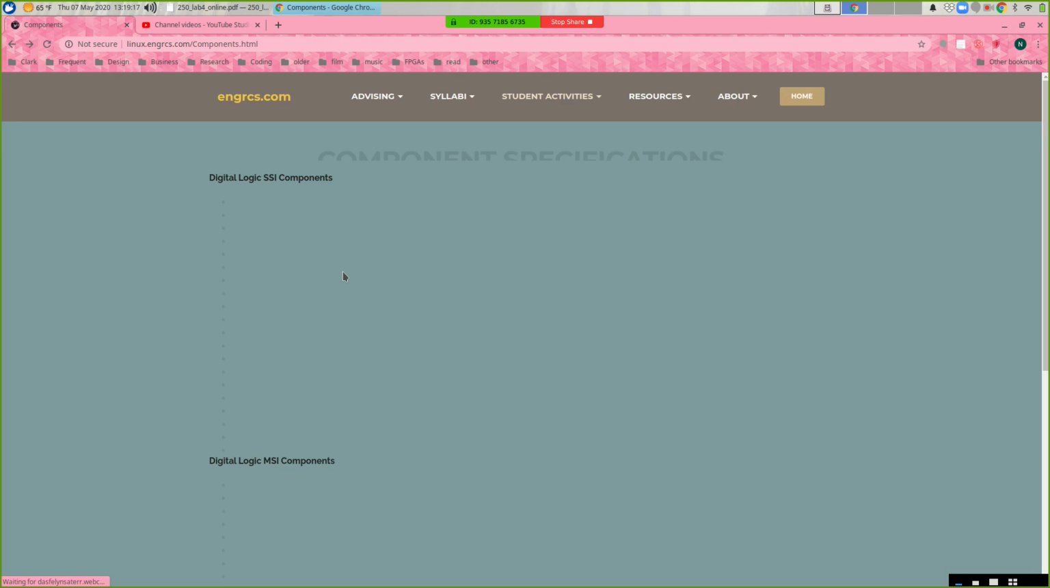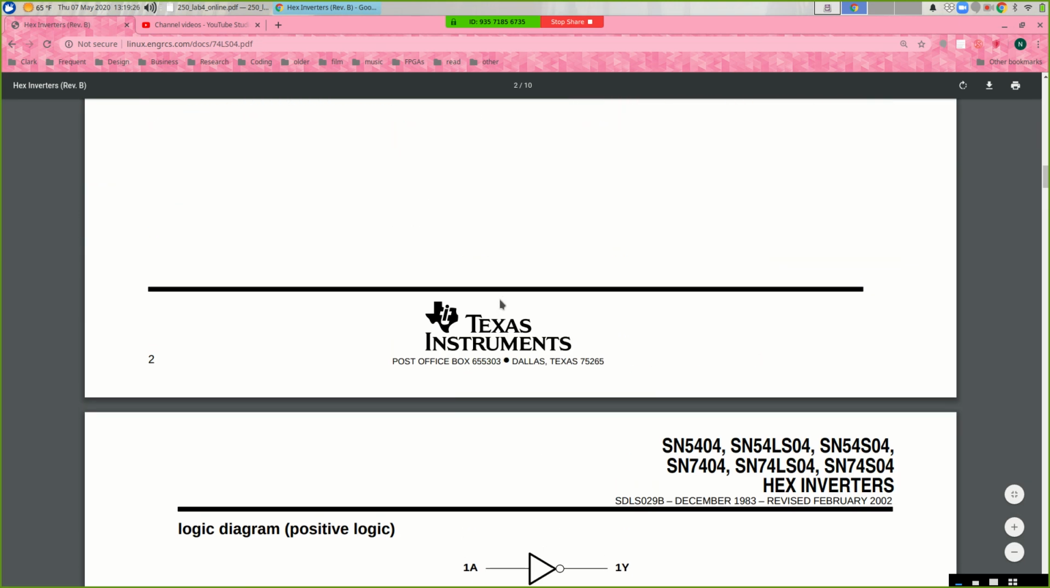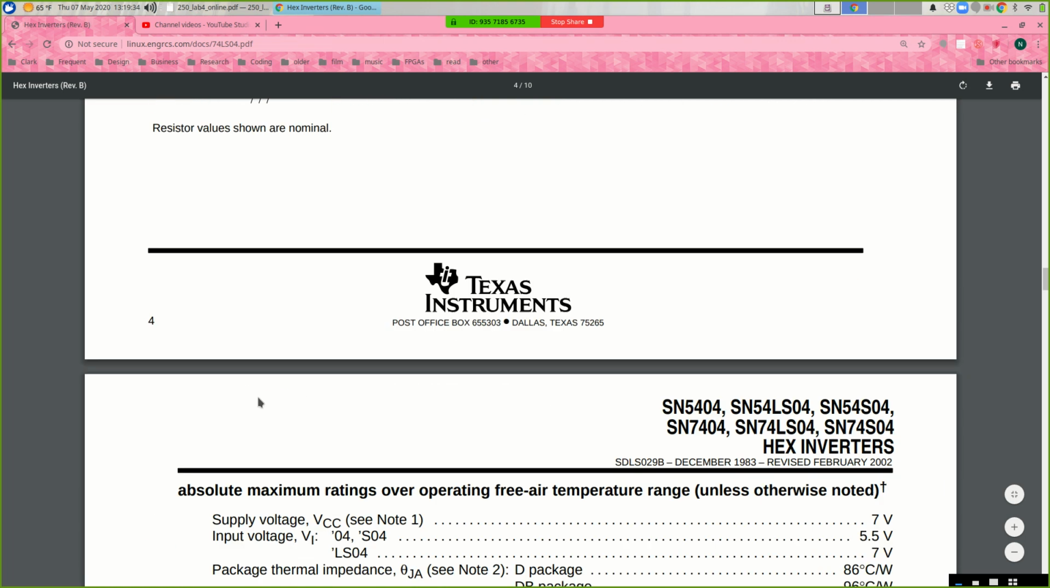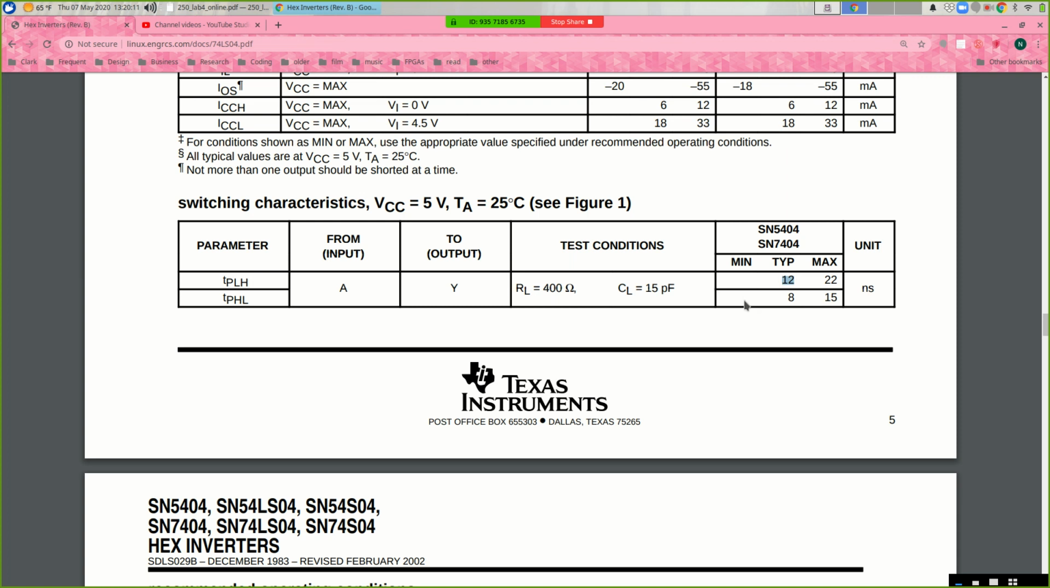Well, let's look at this output of the inverter, A2. And let's go back here to our component specifications and look at a hex inverter. We touched on this the other day. If you scroll down, this is what the thing does in theory. Input's high, output's low, input's low, output is high. So scroll down into the finer print and look for switching characteristics. Okay, so this is done with a supply voltage of 5 volts and room temperature, basically 25 degrees Celsius. And we're looking at the time from an input change to an output change. So tPLH means the propagation delay when the output goes from low to high. And it tells us that it takes 12 nanoseconds for the output to change from low to high. And for the output to change from high to low, it takes 8 nanoseconds.